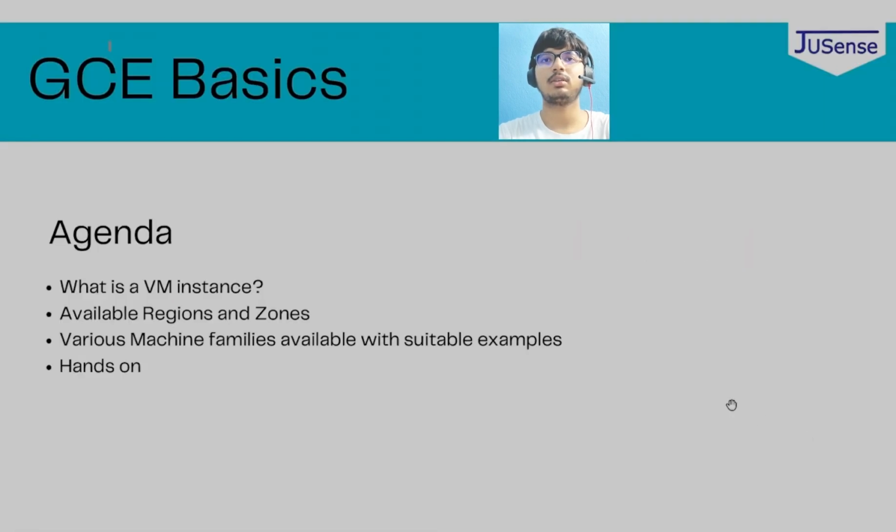Now, before we get started with the topic, let's discuss today's agenda first. We will first talk about what is a VM instance, available regions and zones for the VM instance, what are the various machine families available with suitable examples, and finally, hands-on creating a VM instance and then connecting to that instance using GCP console, PuTTY, VS Code. And finally, end our session with creating files and folders in the instance.